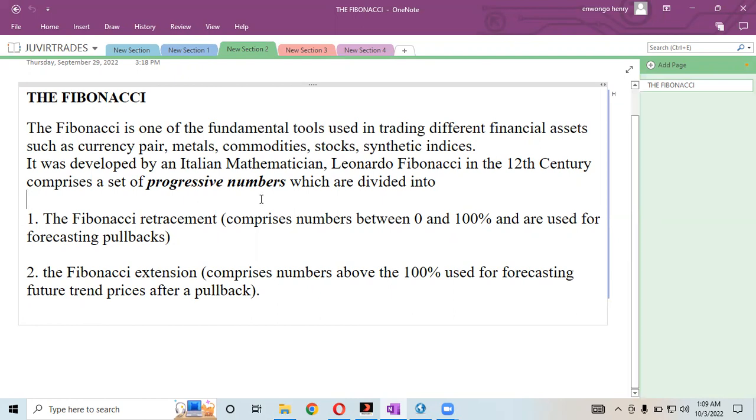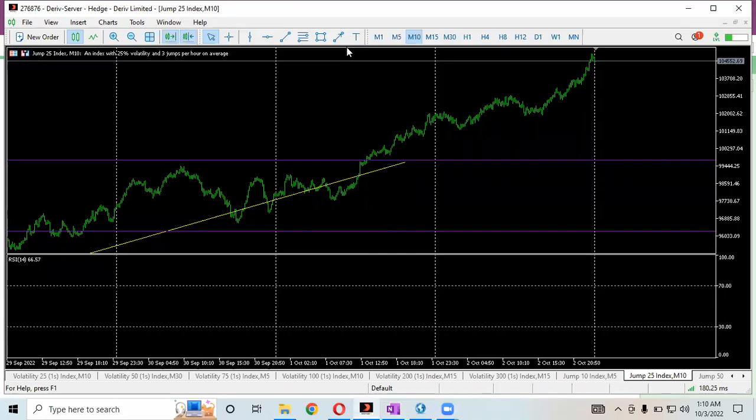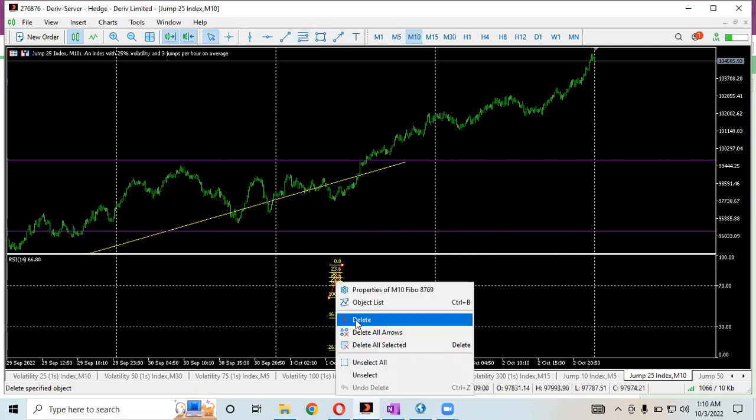Now, when this was applied in finance, it was incumbent that the progressive numbers could be divided into two. One was called the retracement numbers. The second was called the extension numbers. Okay, this is what I mean. In MT5, this is where we have the Fibonacci tool.